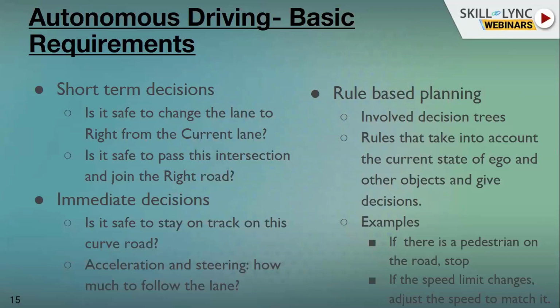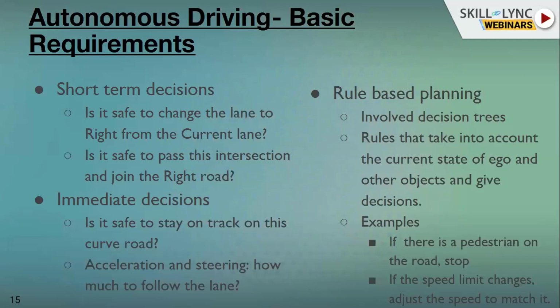And then an immediate decision means it's a local plan. What if suddenly any emergency situation occurs? For example, is it safe to stay and track on this curved road? Is it safe to follow the same velocity, or should it decrease the velocity? And then acceleration and steering: if you want to follow the curved road, how much acceleration and how much steering are needed?